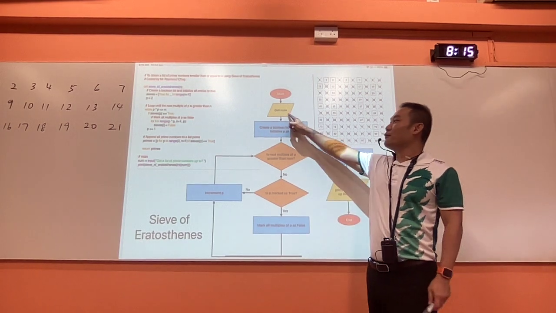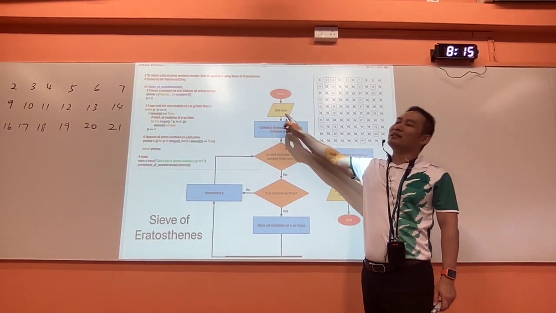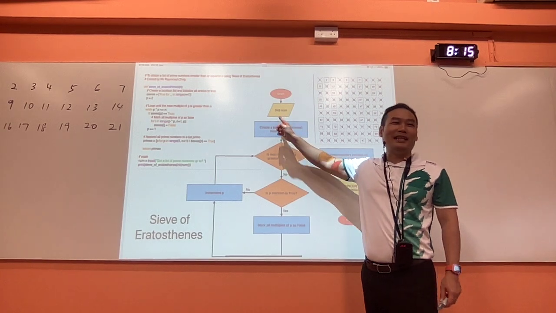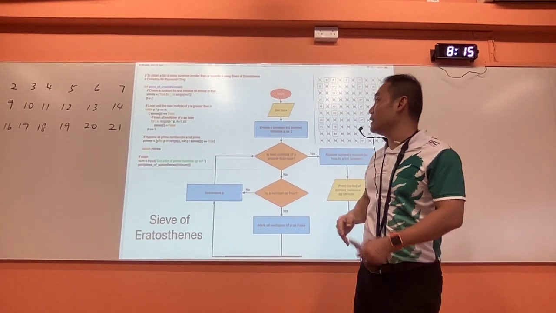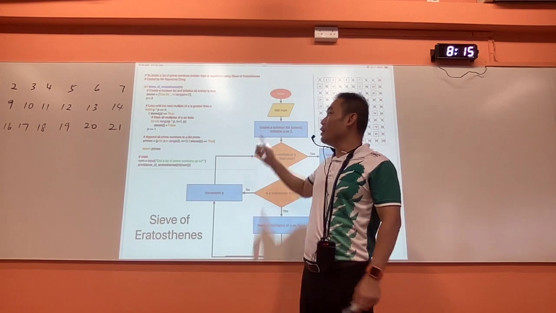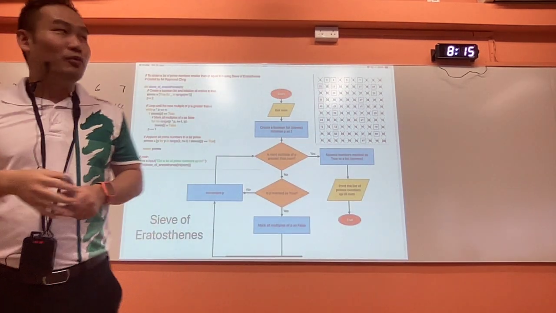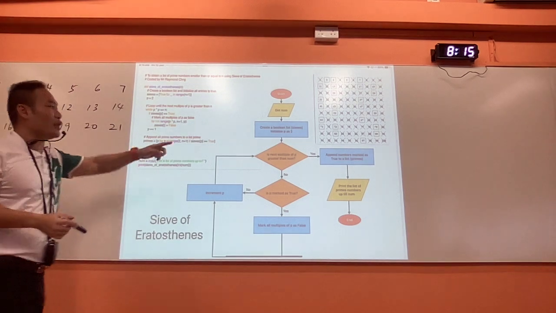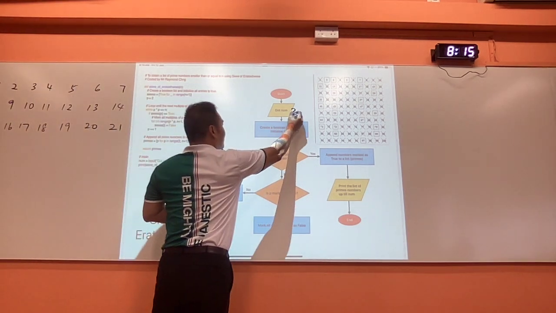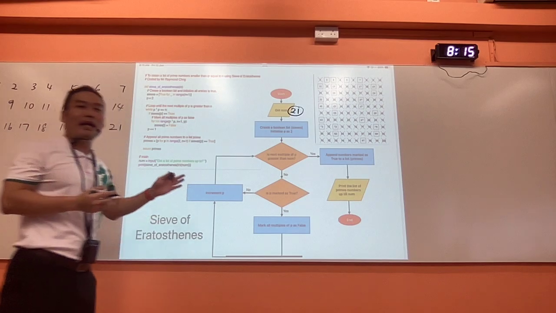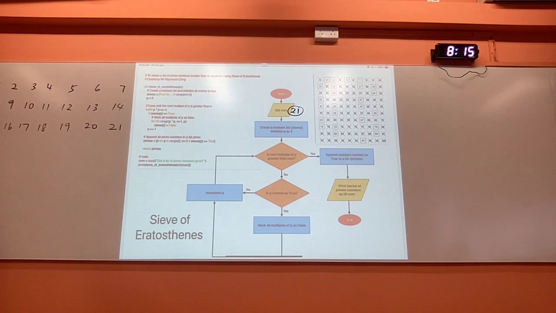So, the first step here, get num. Now, num here is basically short for number. What kind of number is this? I define it: the number we want here is the maximum we want. So in this case, num is 21. So we want to find the prime numbers up to 21.